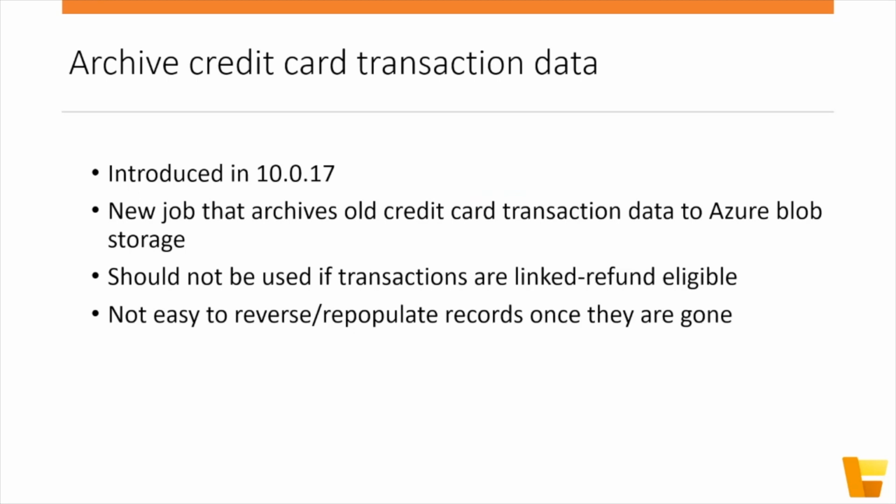Another interesting feature is archiving credit card transaction data. This was added in 10.0.17. I thought the docs would have been published by now, but I couldn't find them, so I'll follow up on that. But there are docs in some state of publishing. Essentially, this is a new job that archives old credit card transaction data to Azure Blob Storage. As you may know, the XML blob that's returned with these authorization responses can be a pretty good size, and it adds up over time.